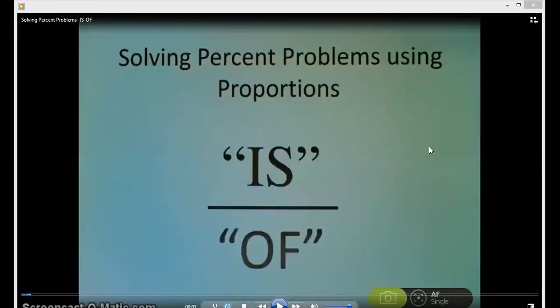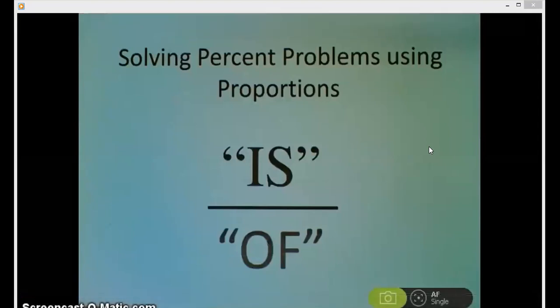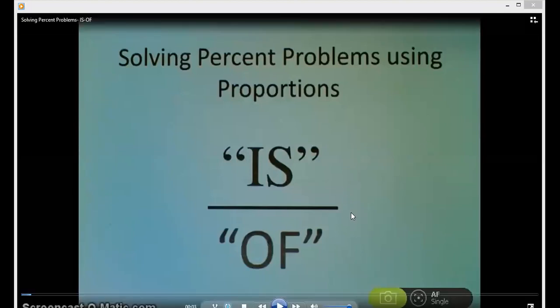Now we will move to another part, solving percent problems using proportions. Please write this in your notebook: we will compare by using the word is and the word of. Let's watch together and then we will discuss it.